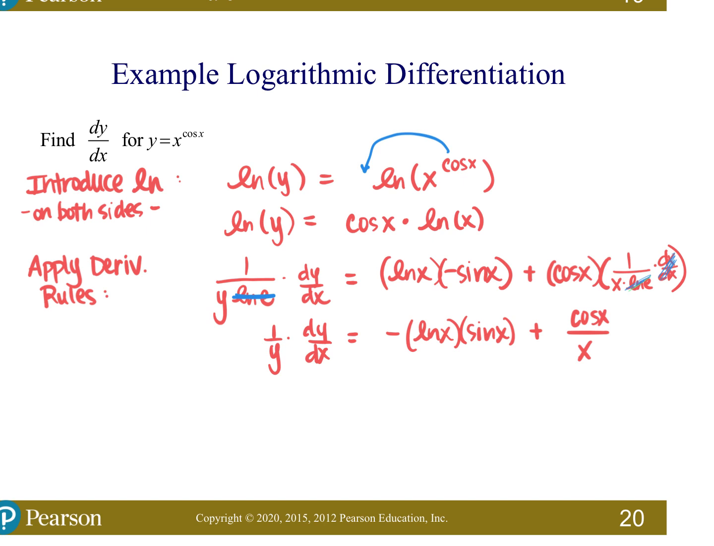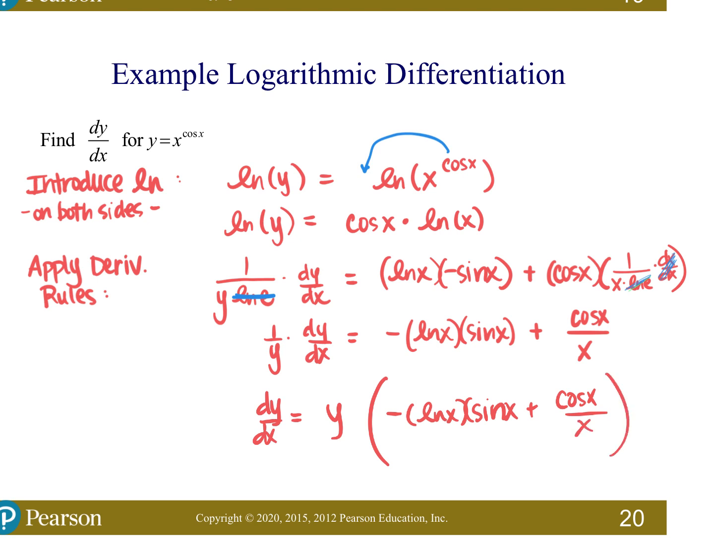dy dx is right here, except I need to get rid of this. So I multiply both sides by y. So dy dx is equal to y times this whole quantity, negative ln x sine x plus cos x over x, quantity. And what is y? Look back at the beginning. What is y? Y itself is x cos x.